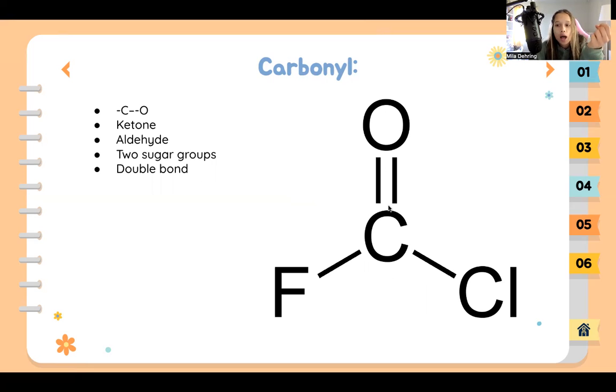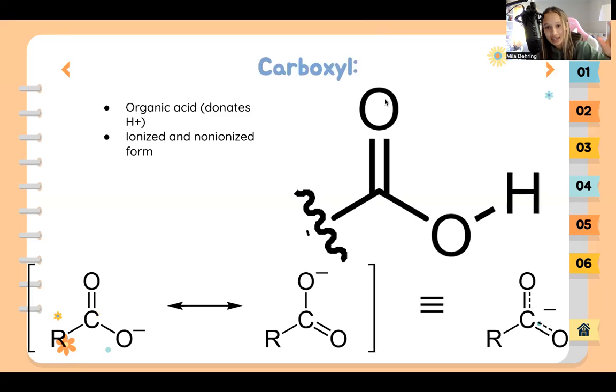So carbonyl will be able to determine two different types of sugars. We're going to have ketones and aldehydes, and these two sugar groups are just going to be based off of where you see the actual bonds. So ketones are going to have a carbonyl group inside of the hydrocarbon chain, or just whatever chain the sugar is made up of, while aldehydes are going to have the carbonyl group at the end of the sugar chain.